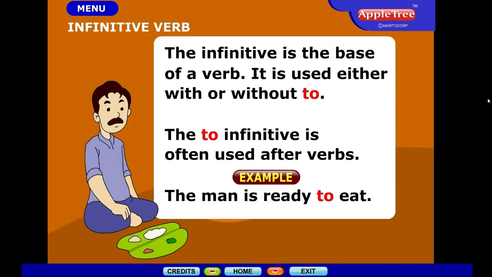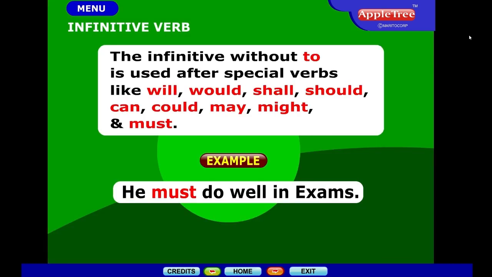The infinitive is the base of a verb. It is used either with or without to. The to infinitive is often used after verbs. Example: The man is ready to eat. The infinitive without to is used after special verbs like will, would, shall, should, can, could, may, might, and must. Example: He must do well in exams.